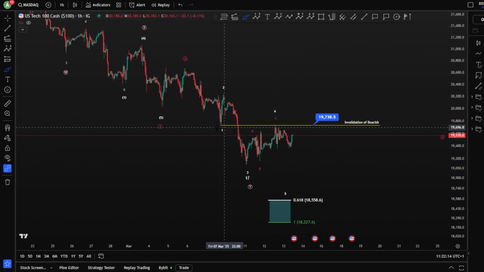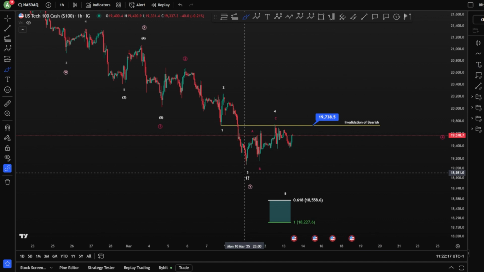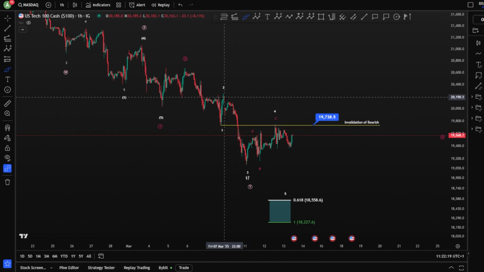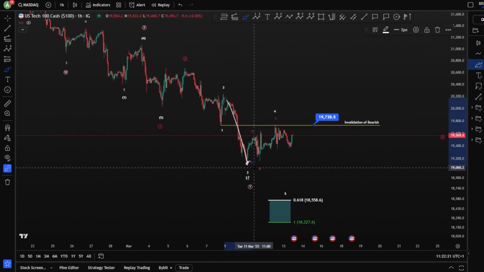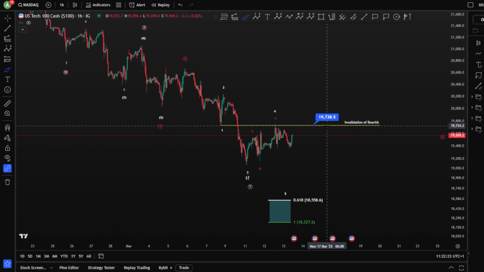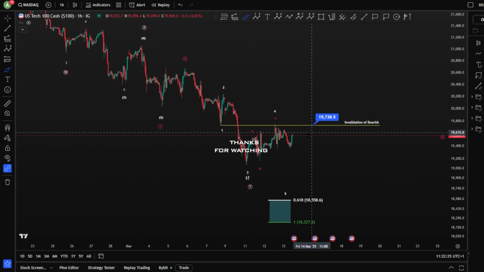Because of the invalidation, it's not allowed, of course, for your wave 4 to hit the wave 1, shifting this to another 1, 2, of course, double 1, 2, and moving toward the downside.